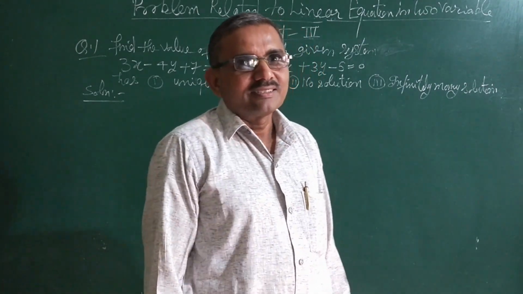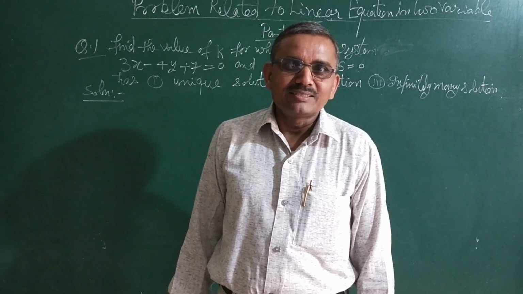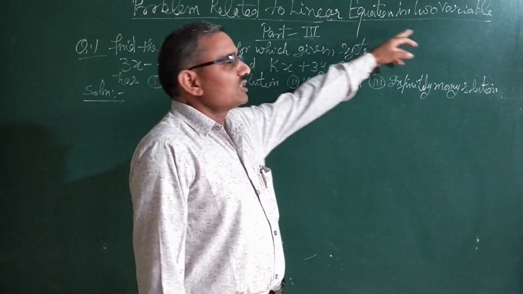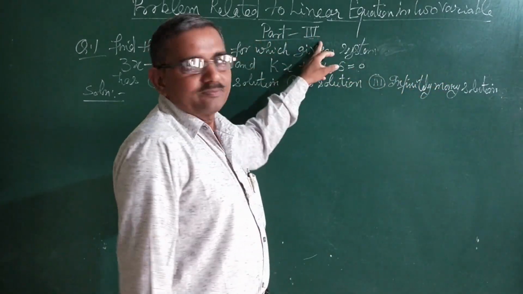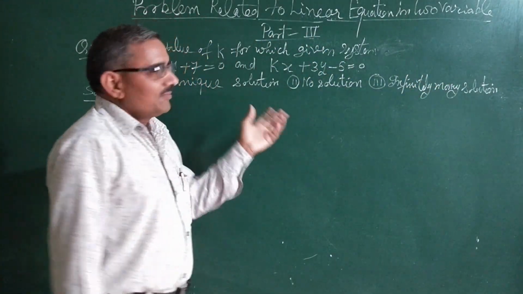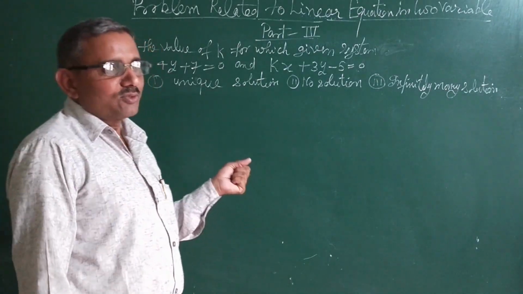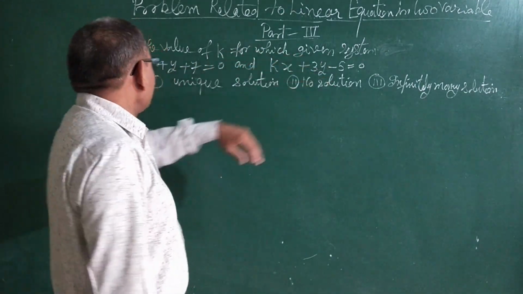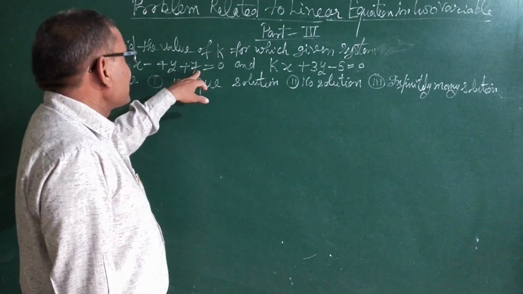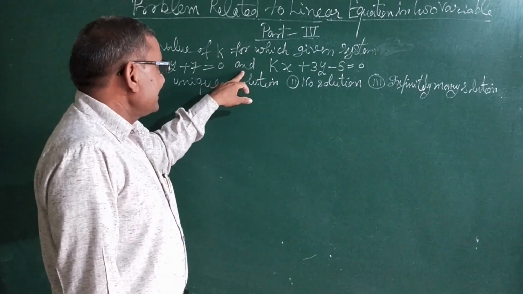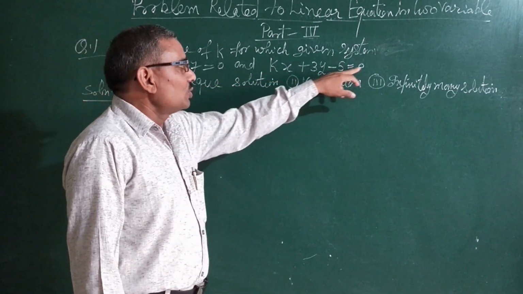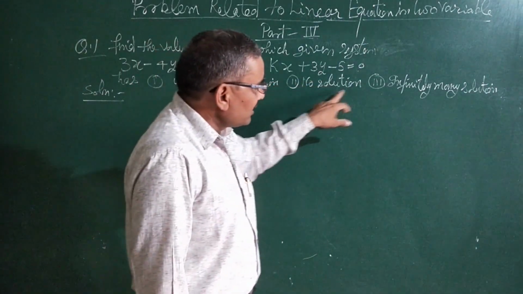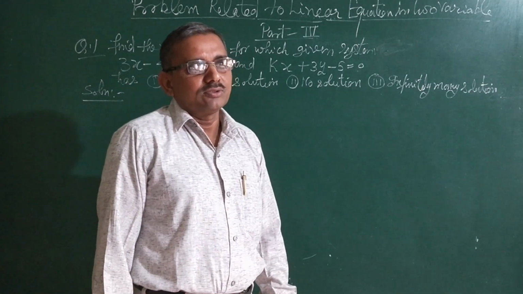JNV Prayagraj. Today in this session we will discuss problems related to linear equations in two variables, part three. Here I have taken one question: find the value of k for which the given system 3x minus 4y plus 7 is equal to 0 and kx plus 3y minus 5 is equal to 0 has a unique solution, no solution, infinitely many solutions.